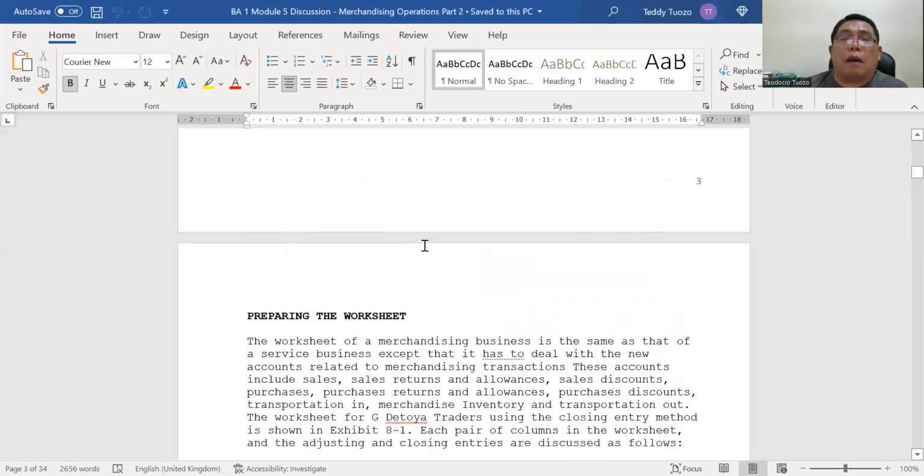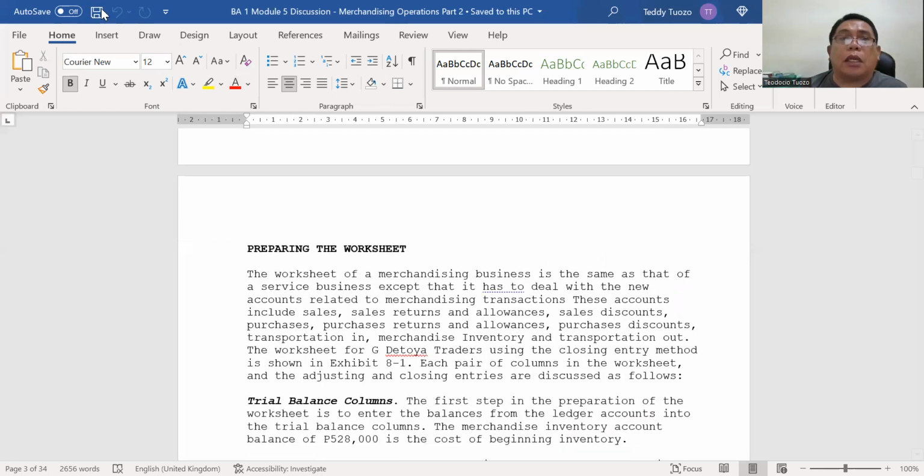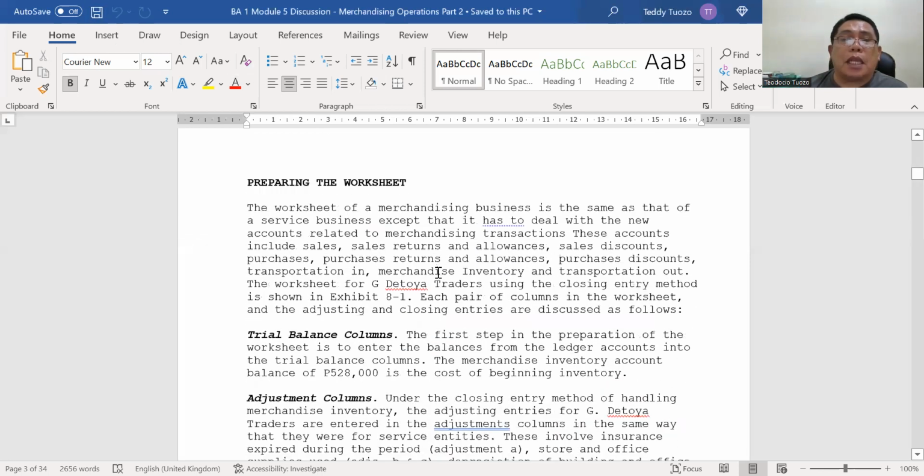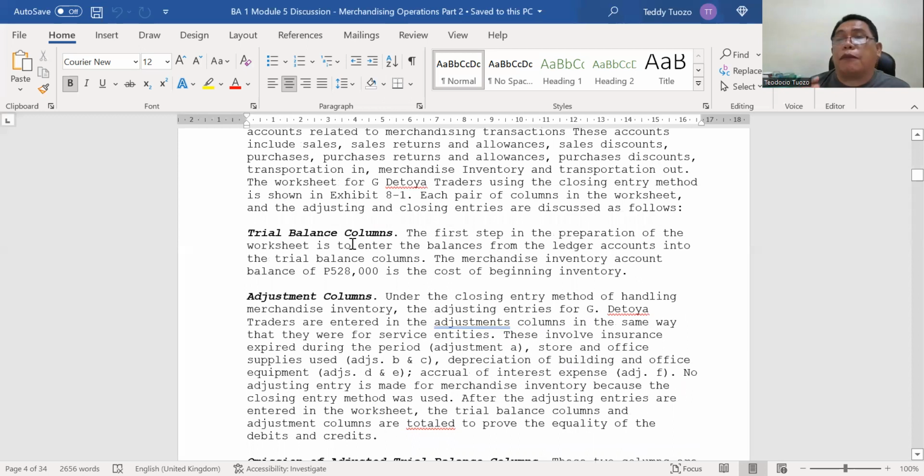So the preparing of the worksheet, no? How do we prepare the worksheet under a merchandising business? So instead of 10 columns, this time it's already 8 columns.